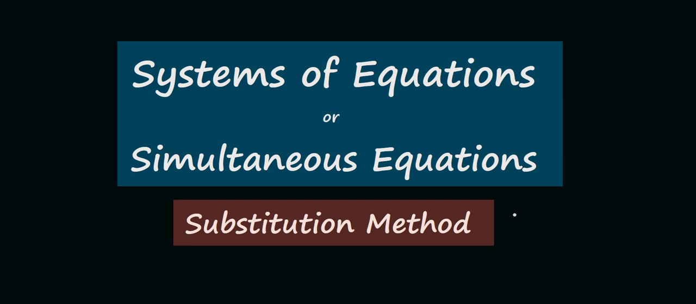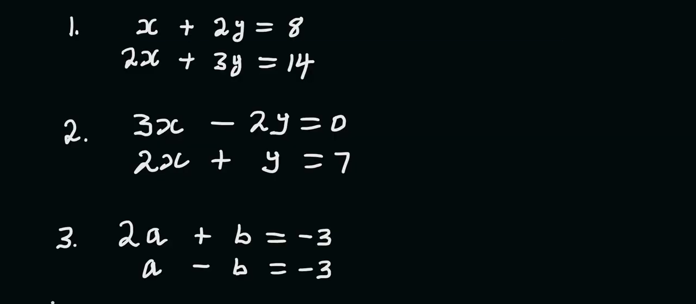All right, let's continue. Now we have three examples to look at. We have x plus 2y equals 8, 2x plus 3y equals 14; and also we have 3x minus 2y equals 0, 2x plus y equals 7; and finally we have 2a plus b equals negative 3, a minus b equals negative 3. So these three questions, we'll be looking at them shortly. All right, so now let's continue with the first question.